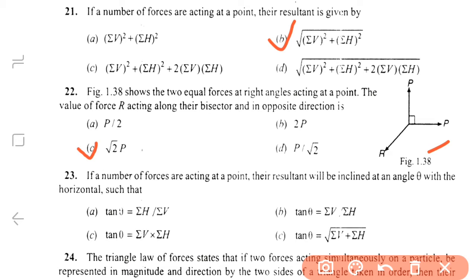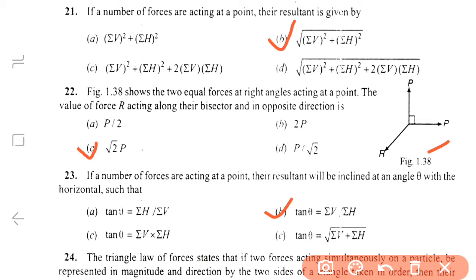Now next is: if a number of forces are acting at a point, the resultant will be inclined at an angle theta with the horizontal such that. Here friends, these are the options, and the correct answer for this question is option B, that is tan theta is equal to summation of V upon summation of H.